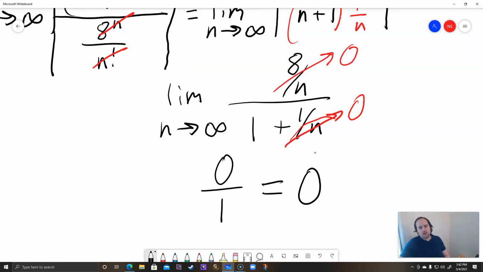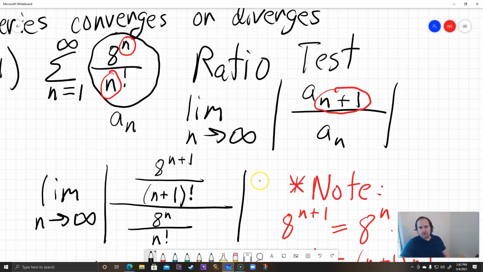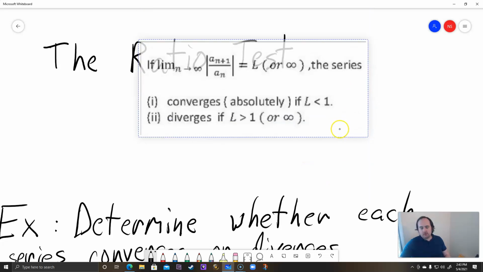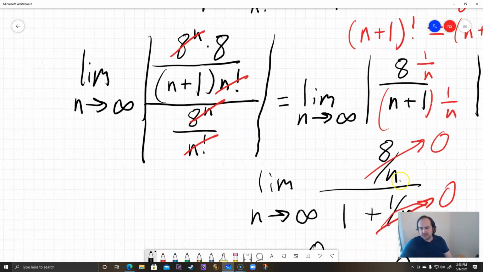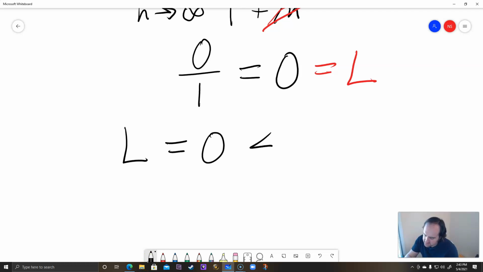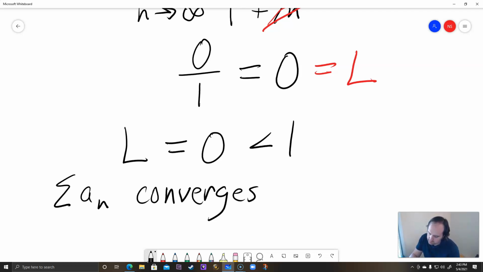Now what does this tell us? Well, if we scroll back up to the test that we're using, we said that it converges absolutely, which means it also converges, if L, which is the limit, is less than 1. So here our L is actually 0, and 0 is definitely less than 1. So since we have L equals 0, and that's less than 1, that means the sum of a sub n converges absolutely.